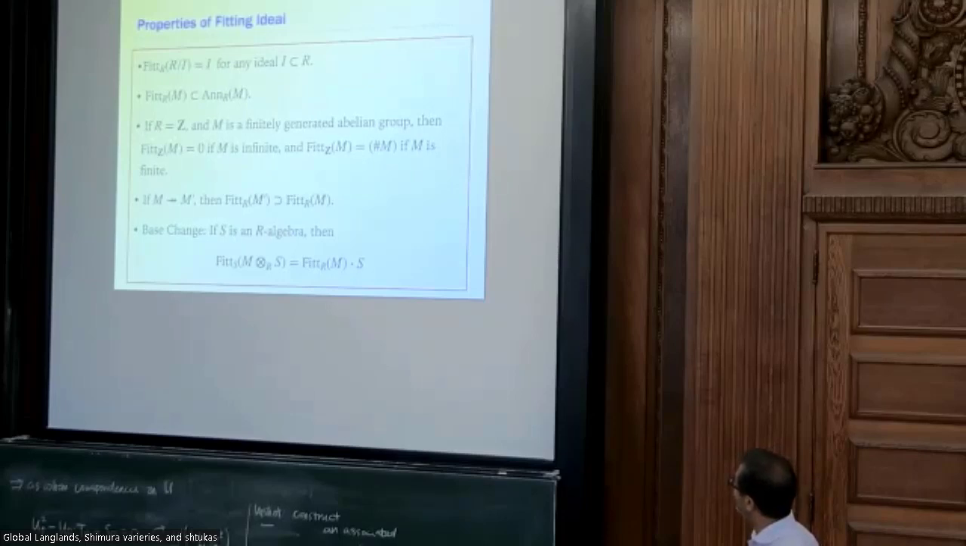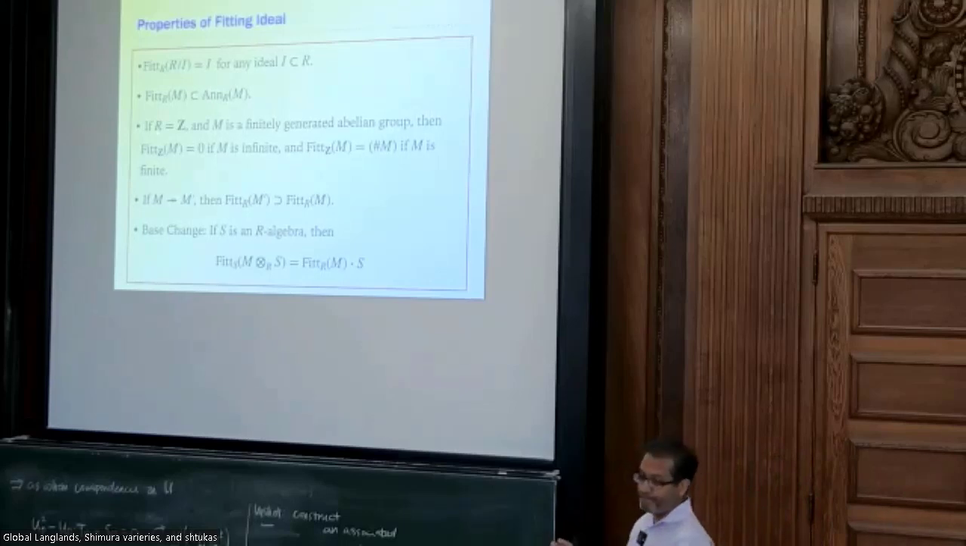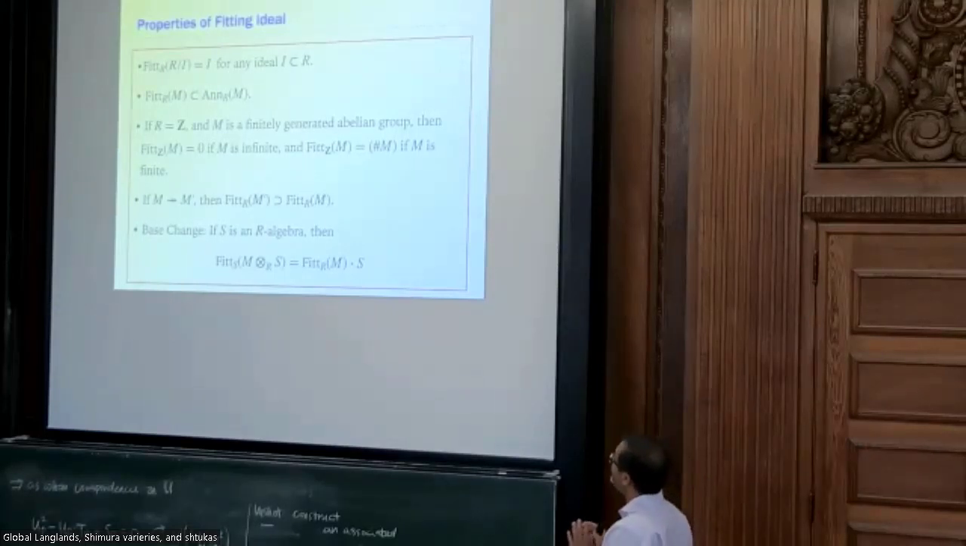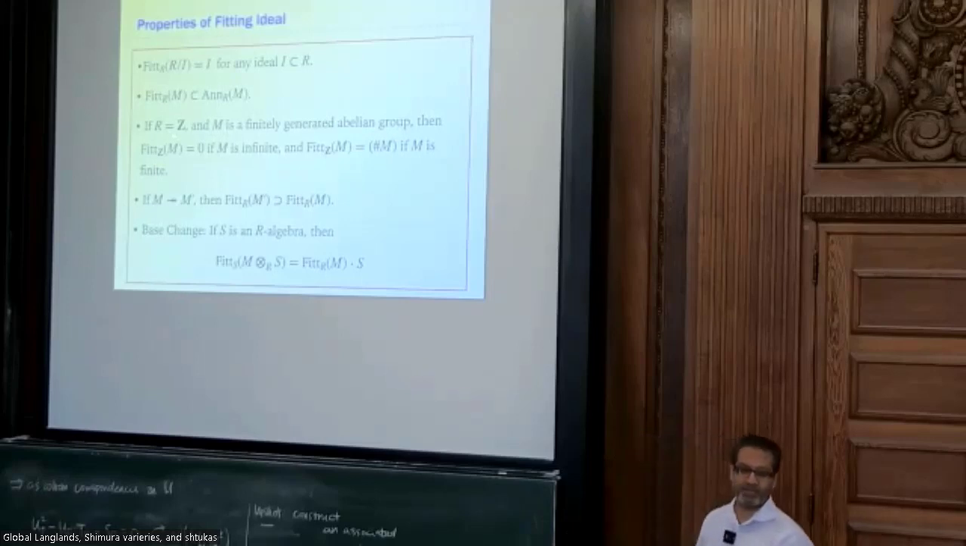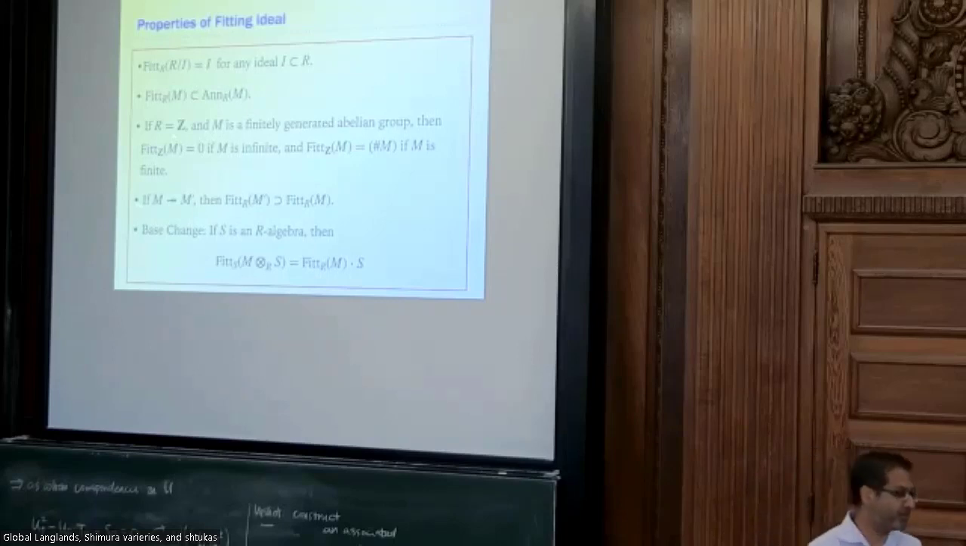Now let me go back and tell you two other properties. This is good to give you an example of what the fitting ideal is compared to the annihilator. If R is Z and M is a finitely generated abelian group, then the fitting ideal is 0 if M is infinite. It's generated by the size of M if M is finite. Whereas the annihilator is like the exponent of M, and the fitting ideal is the size of M. So the fitting ideal is like a generalization of size. Okay, and then another really important property is if you have a surjective map of modules, then you have an associated inclusion of fitting ideals. And that's also easy to see from the definitions.